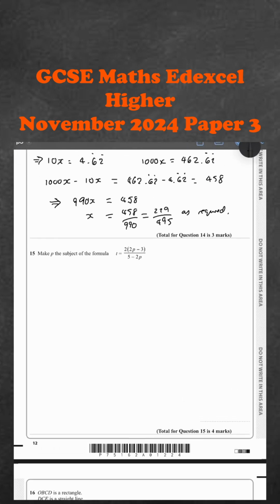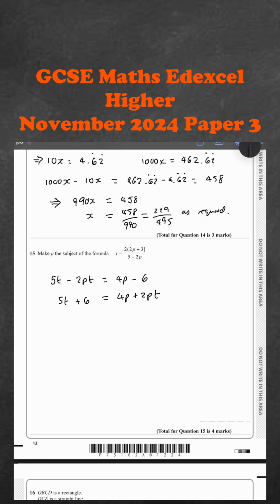Question 15. Make P the subject of the formula T equals 2 lots of 2P minus 3 over 5 minus 2P. So I'll start by multiplying by the 5 minus 2P. So I get 5T minus 2PT. And we'll expand out the brackets to get 4P minus 6. We'll put all the P's on one side. So we'll say 5T plus 6 equals 4P plus 2PT.